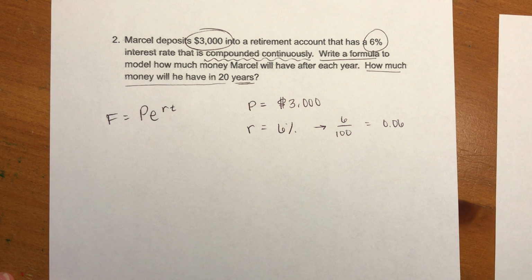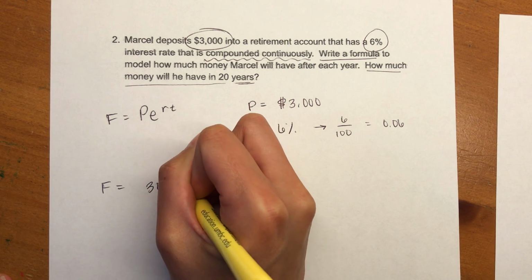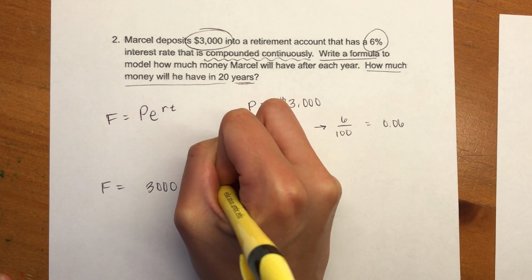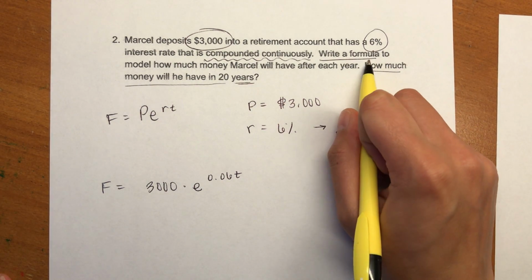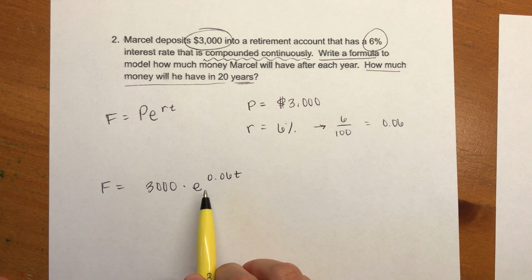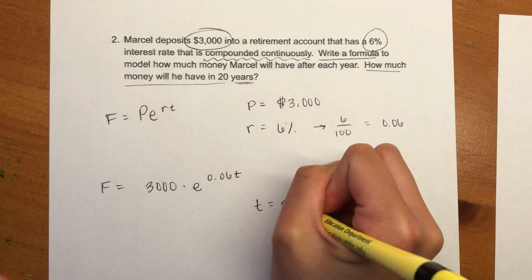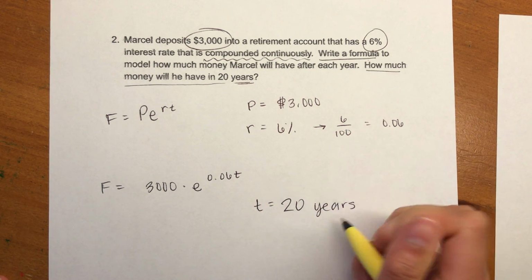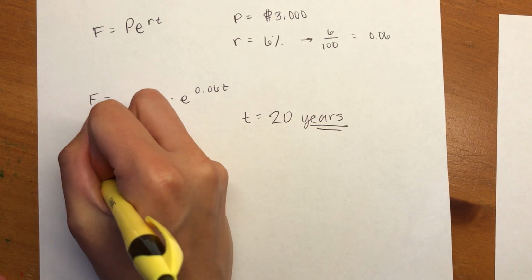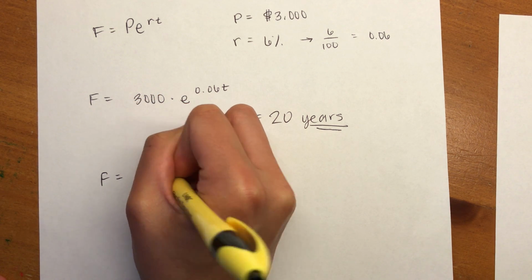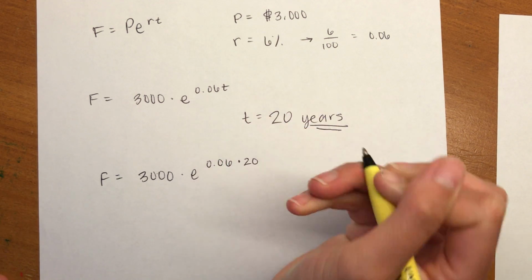So now I can substitute these values into my formula. So F equals 3,000 times e to the 0.06. And I'm going to leave t for now because they said write a formula first. So this is my formula. Now, if I want to figure out how much money he has in 20 years, I'm going to say, okay, t equals 20 years. And we always want to be in years when we're using PERT. Okay, so I can say F equals $3,000 times e to the 0.06 times 20.